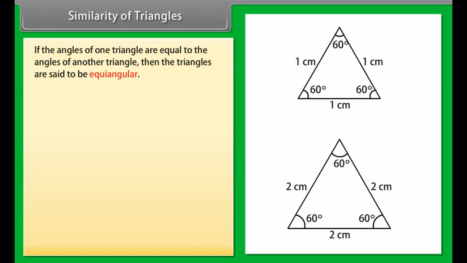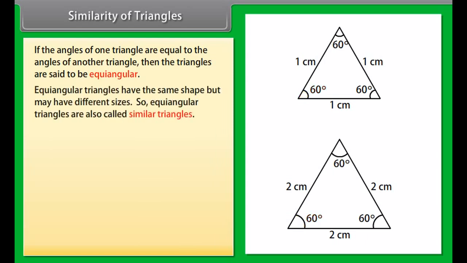Similarity of triangles. If the angles of one triangle are equal to the angles of another triangle, then the triangles are said to be equiangular. Equiangular triangles have the same shape but may have different sizes. So, equiangular triangles are also called similar triangles. Or we can say that if two triangles are similar, then they are equiangular.